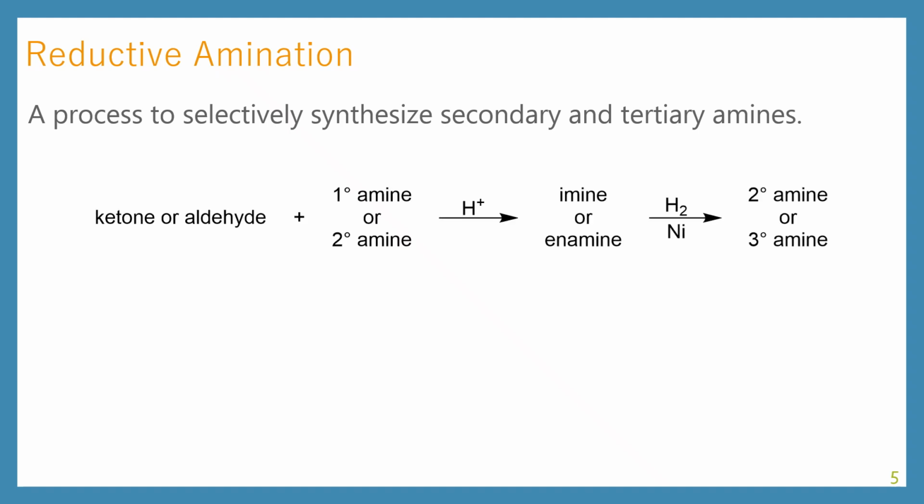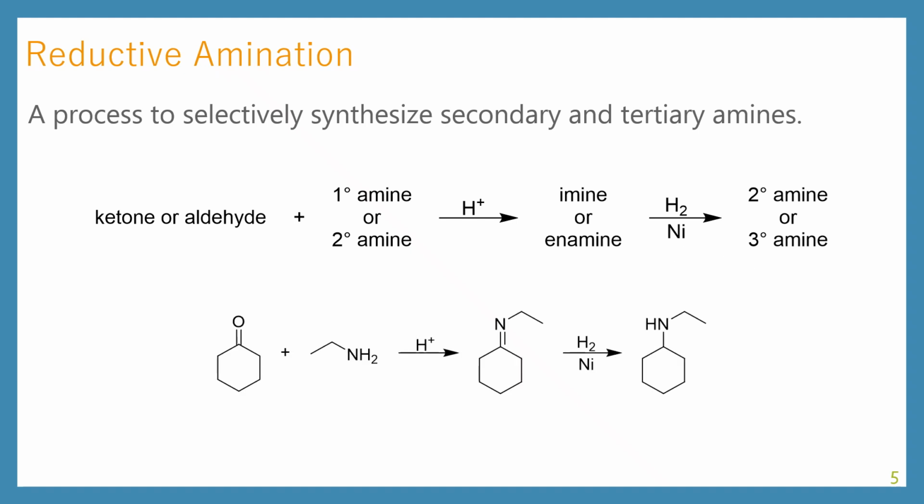And what I've done here is I've outlined the process for you. So you're going to take a ketone or an aldehyde. And if you react it with a primary amine, you're going to make an imine. If you react it with a secondary amine, that's going to get you to an enamine. Either way, you're then going to reduce that imine or enamine using a combination of hydrogen gas and a transition metal. So it could be nickel, it could be palladium over carbon, and that's going to give you a secondary or tertiary amine. So let's take a look at an example.